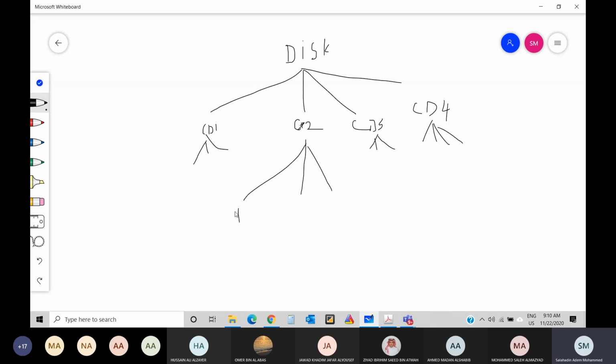So let's say this is track number 1, track number 2, track number 3, and so on. Now each track is divided into what? Into sectors. Sector number 1, sector number 2, sector number 3, and so on. Okay, let me show you a picture of a sector.